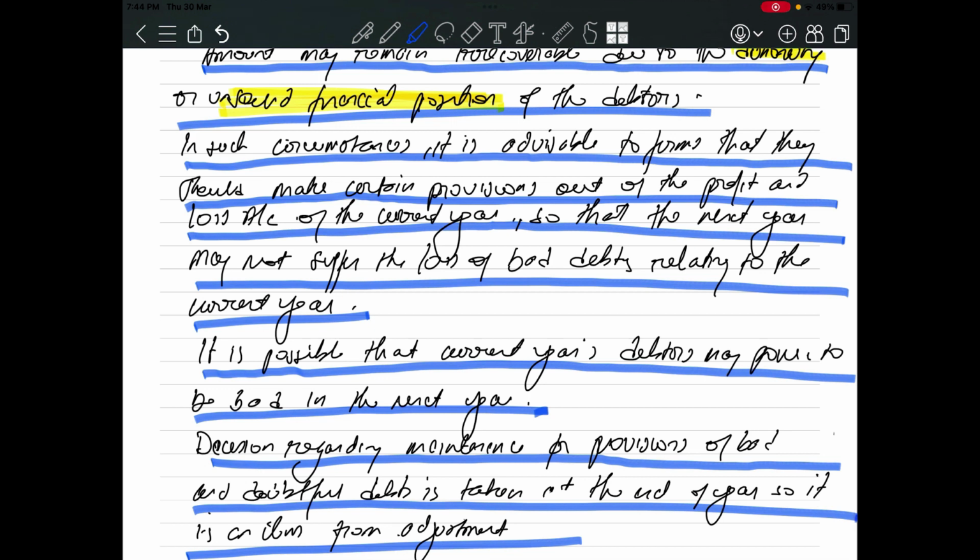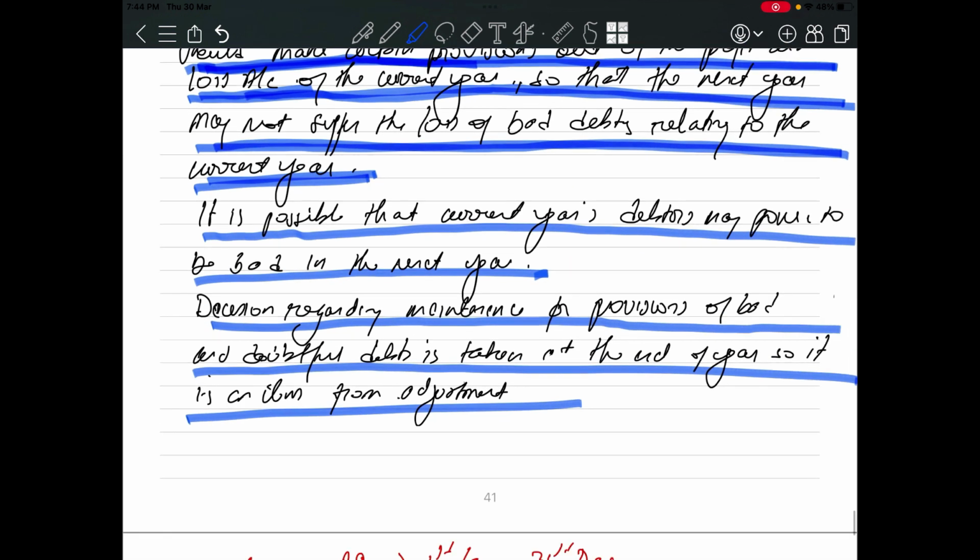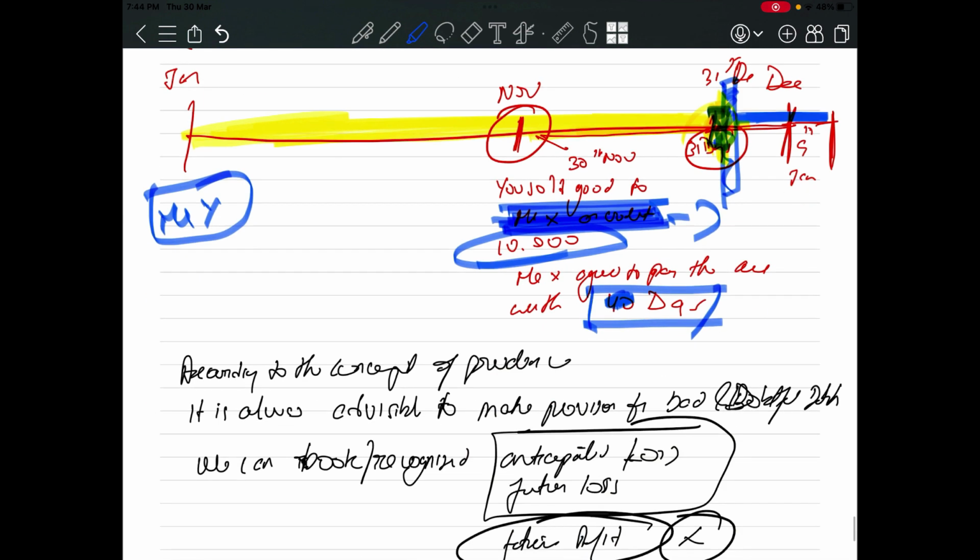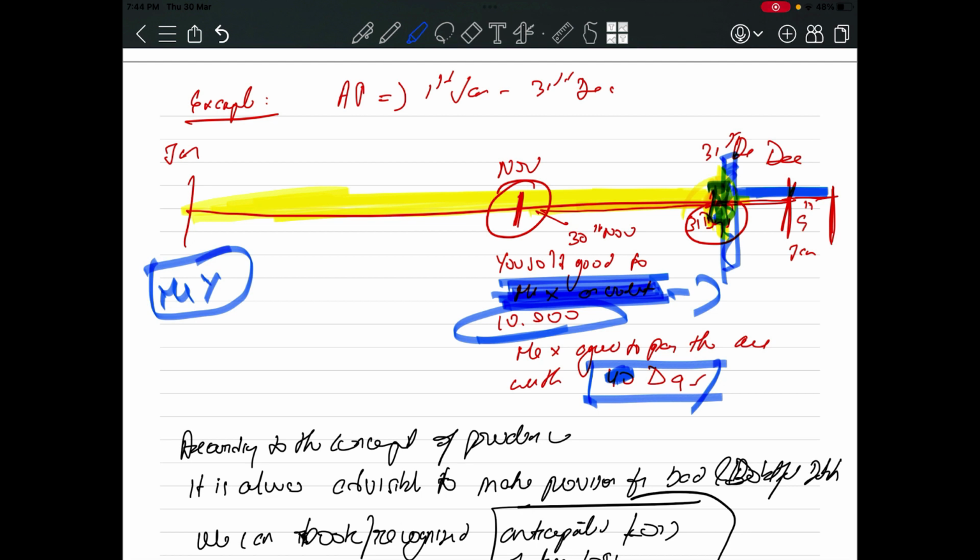This should be created. It is advisable for firms that they should make certain provisions out of the profit and loss account of the current year, so that the next year may not suffer the loss of bad debts relating to the current year. It is possible that current year's debtors may prove to be bad in the next year. See, there is a high chance that current year's debtors may prove to be bad in the next accounting period.